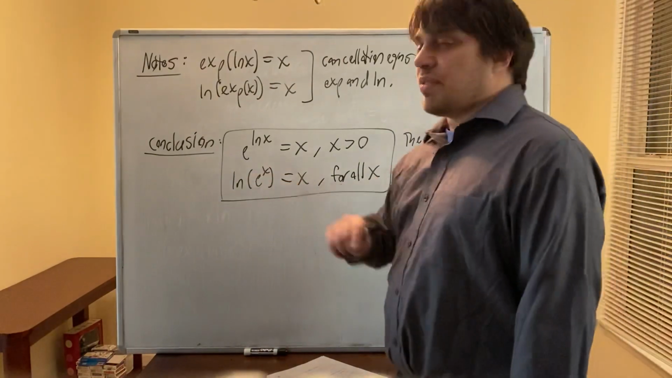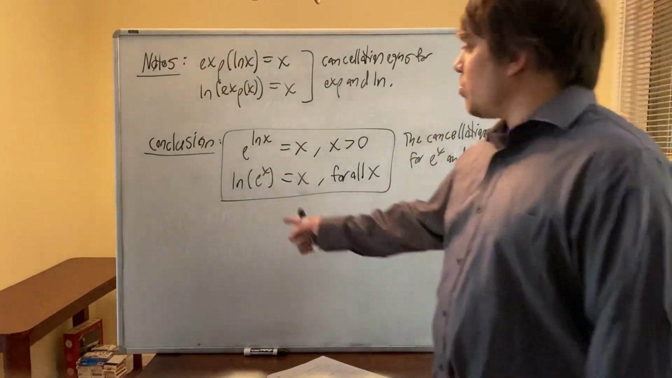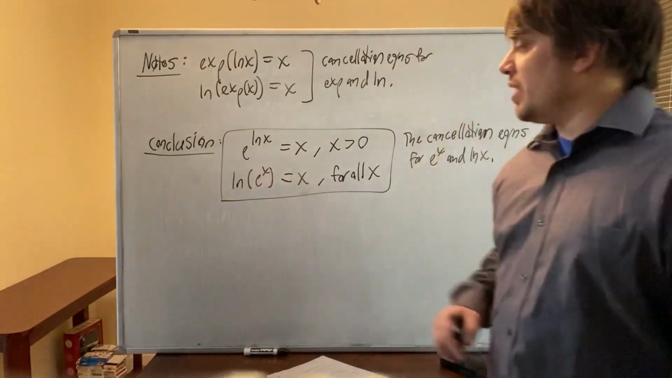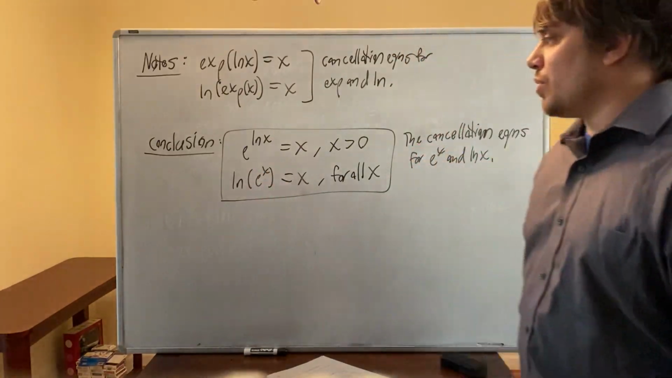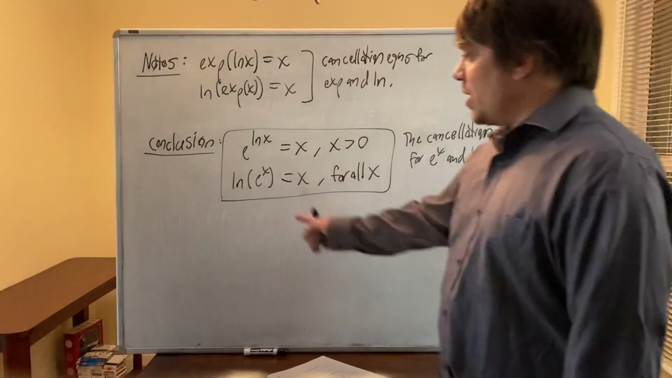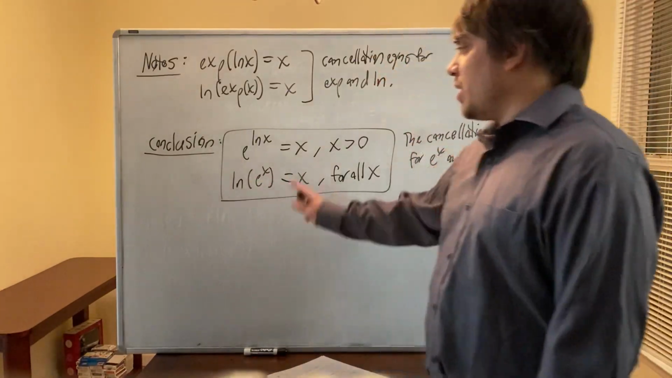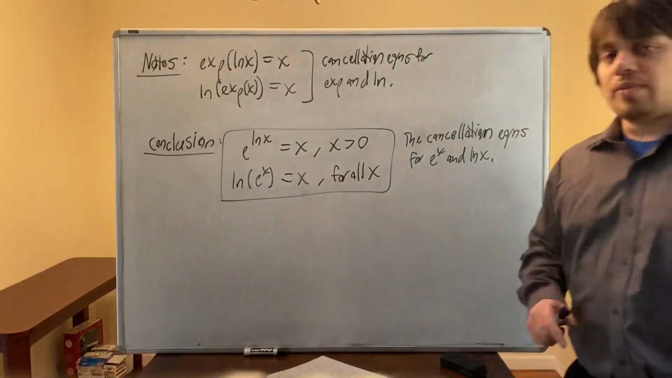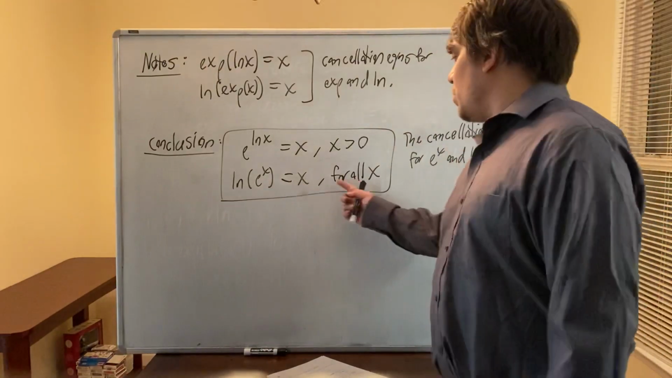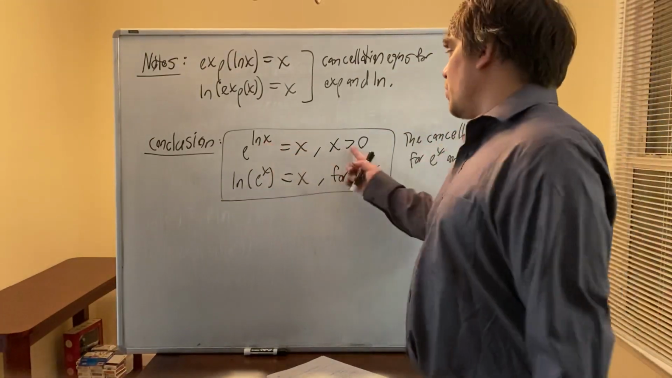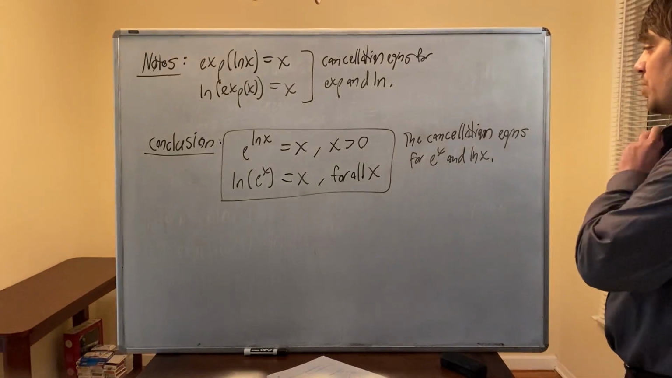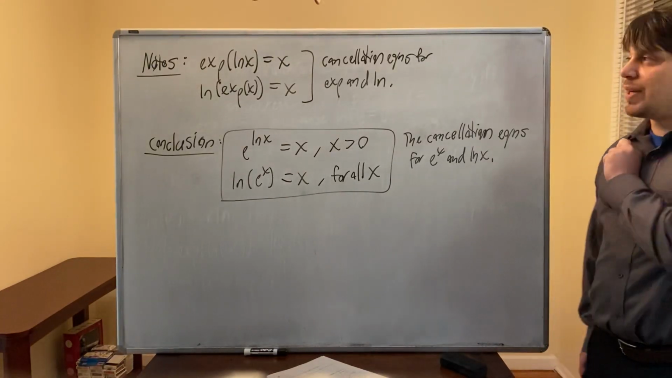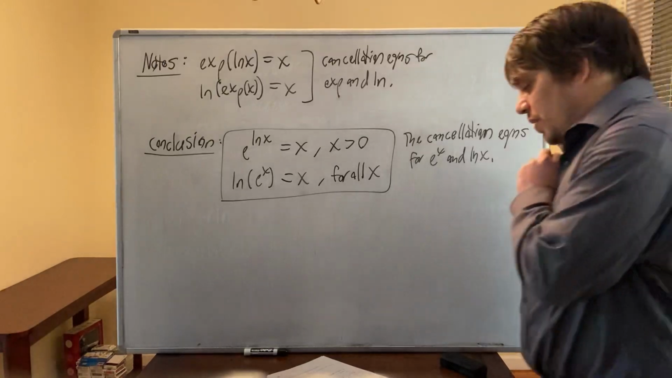And e to the x is defined for any real number x. But then when you get the value of e to the x, you get a positive number. And so you do not need to restrict the domain at all, because e to the x is positive, which you can plug into ln for any x, and you get x. So the domain of this is all real numbers, and the domain for this is only positive x. But these two are the cancellation equations for e to the x and ln x. Okay? And so that's that conclusion.